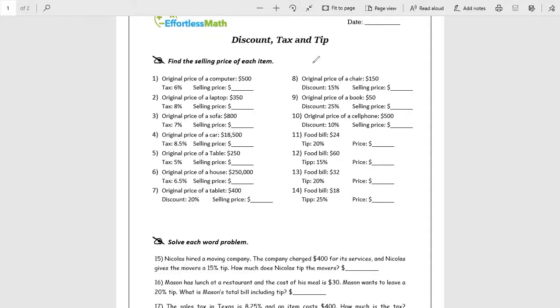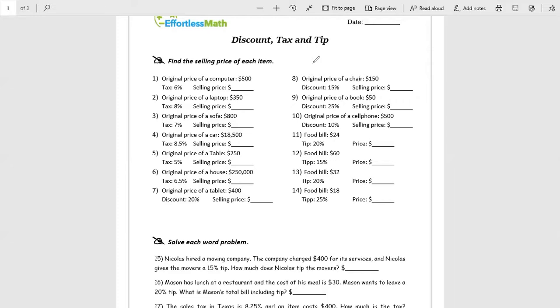Hi everyone. Today we will be talking about percent word problems. The most common ones that come up on the CHSPE are discount, tax, and tip word problems. So let's take a look at number 1.